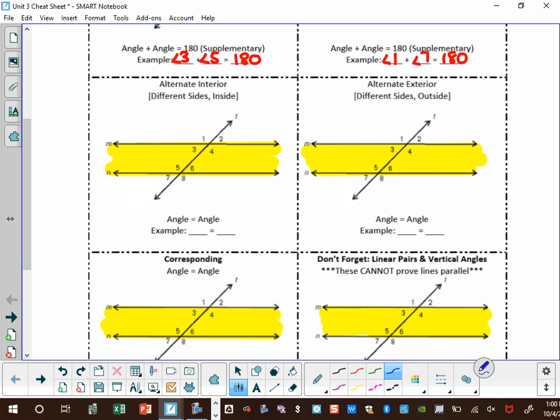Alright, alternate interior. So do I need inside the yellow or outside the yellow? Outside here. For interior? Inside. Okay, so alternate interior means 3 and what? 6. So angle 3 is equal to angle 6. Alternate interior means that these angles are congruent. That means if angle 3 is 50 degrees, angle 6 is 50 degrees.